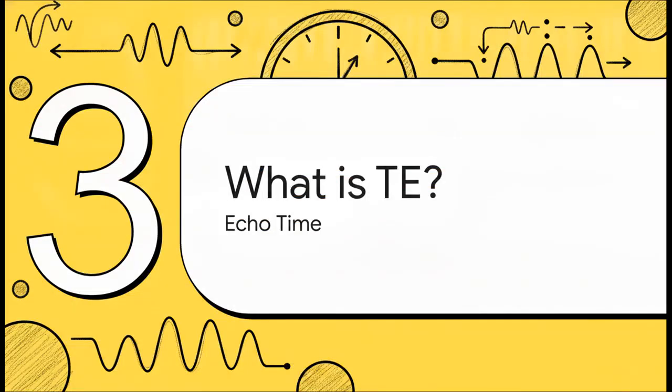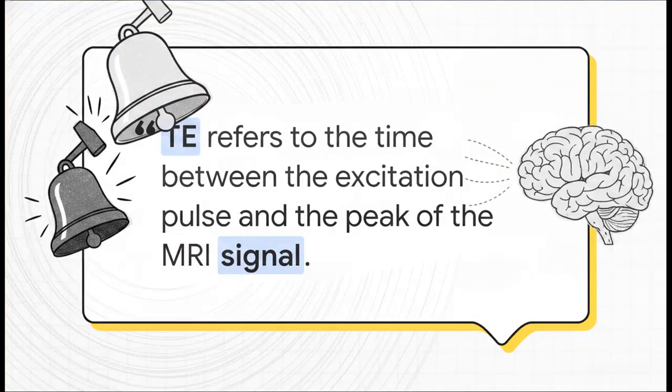Let's move on to Section 3. What is TE, or echo time? So if TR is all about waiting for recovery, TE is all about waiting to listen. Imagine you strike two different bells with a hammer at the exact same time. One is a small, heavy bell that rings sharply but fades out almost instantly. The other is a huge, resonant bell that just keeps ringing and ringing. TE is simply the time we choose to wait before we open our ears to listen for the echo or the signal coming back from the tissues.